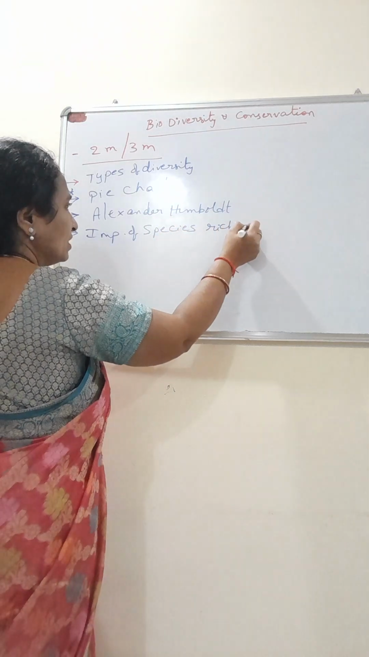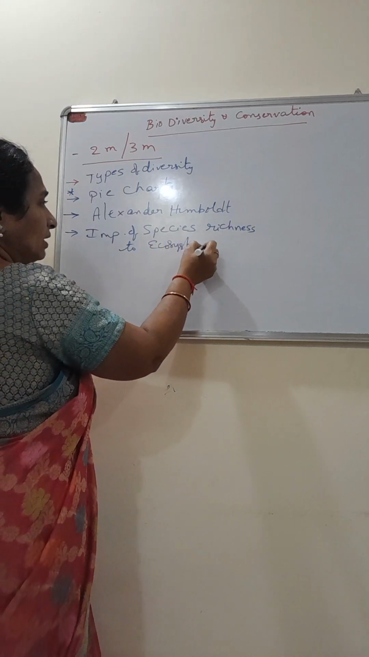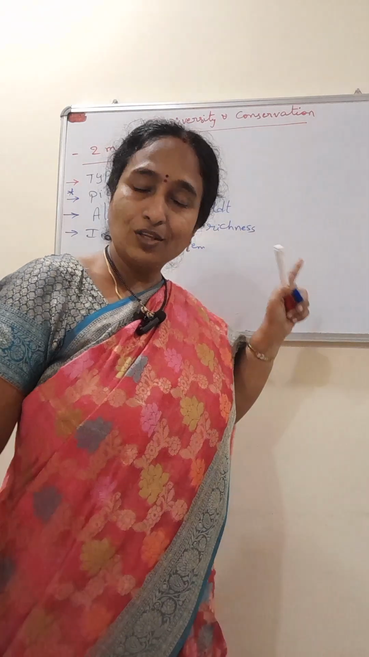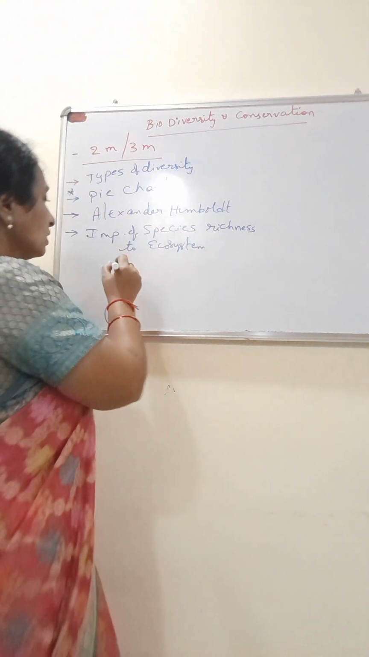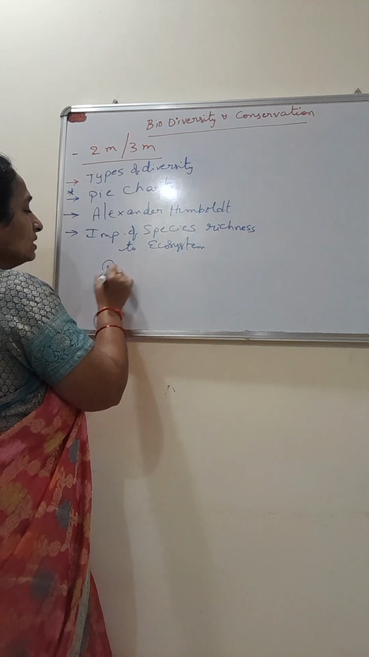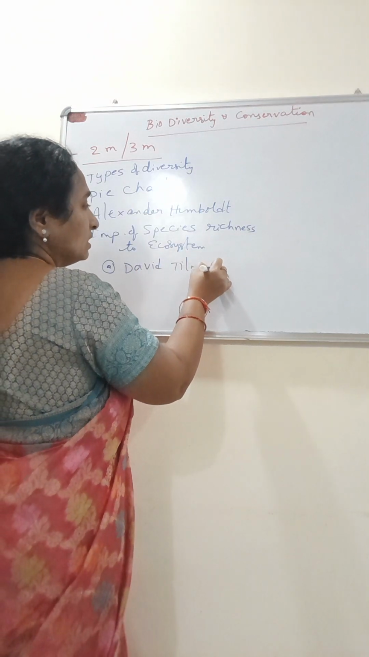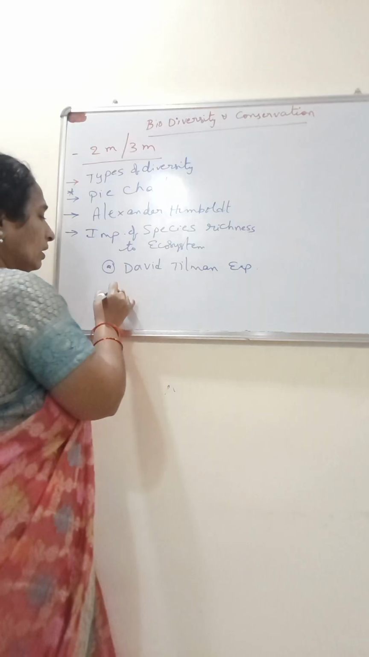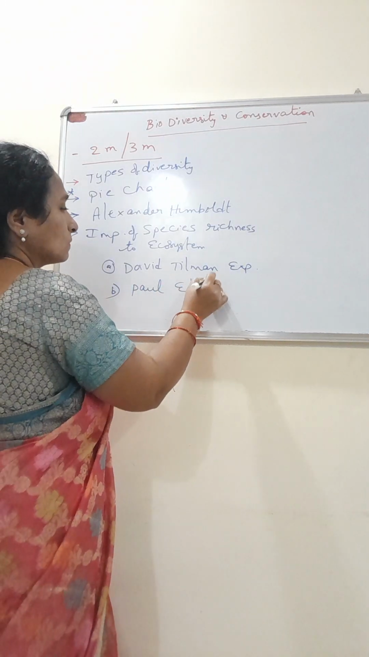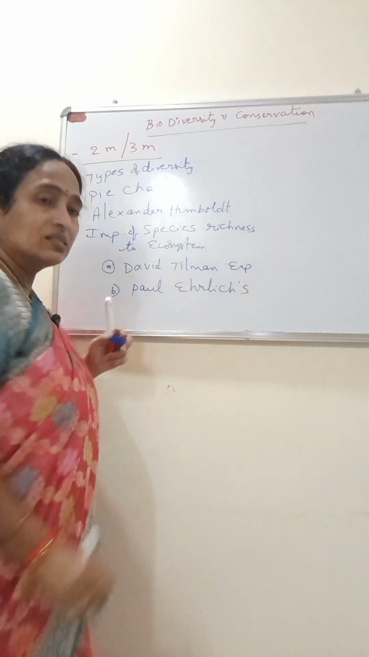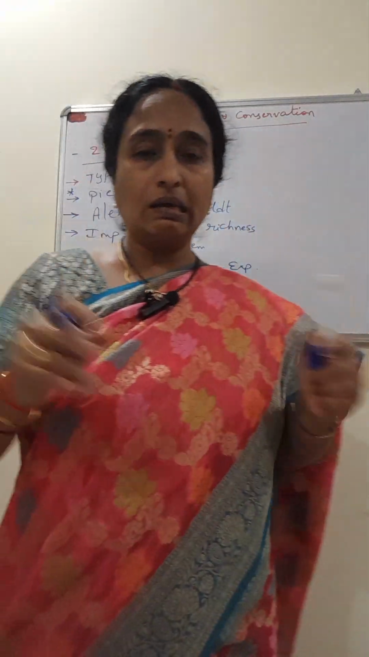Importance of species richness to the ecosystem, right? You have this with the same heading in your NCERT. Under this heading, you have to go through 2 topics: one is David Tilman's experiment, and the other is Paul Ehrlich's hypothesis. These topics you have to go through very clearly.